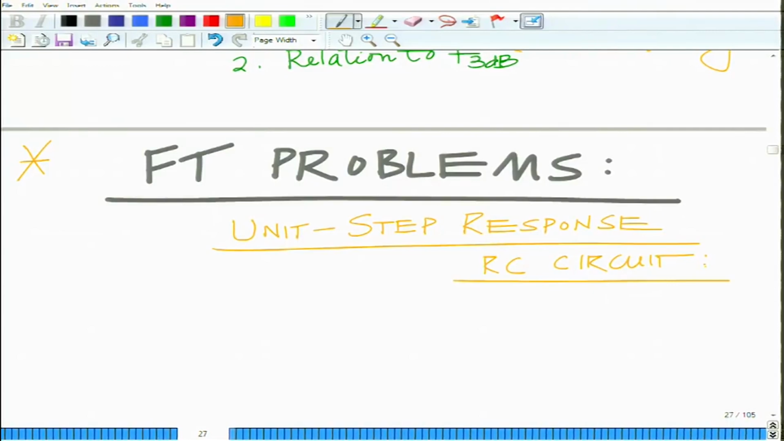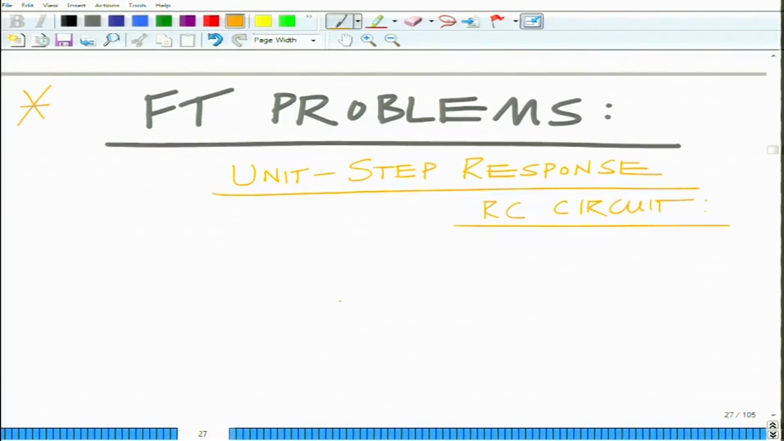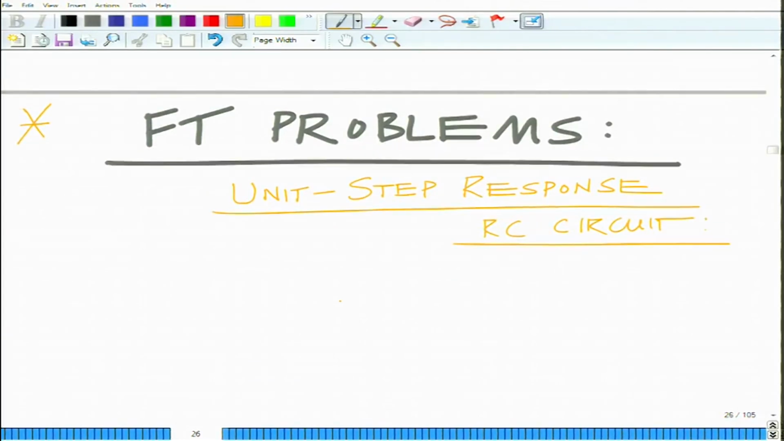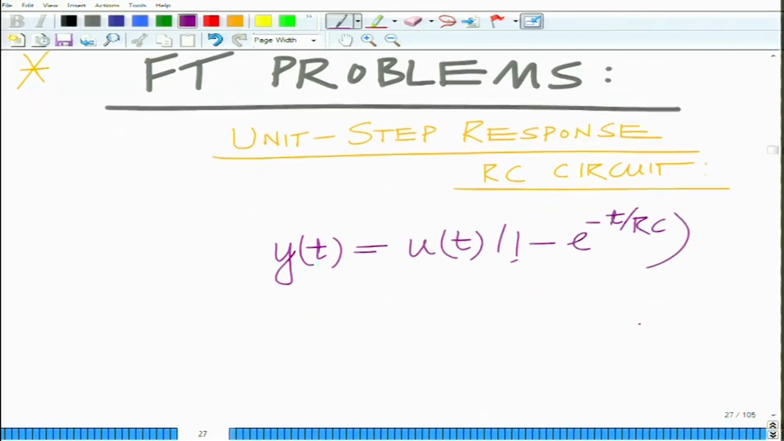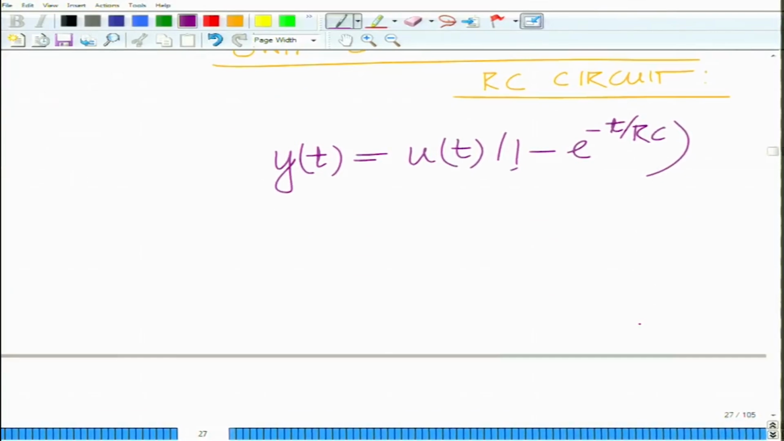Okay. And what we have seen is the unit step response, the output, is y(t) equals, if you remember, y(t) equals u(t) into 1 minus e raised to minus t over RC. This is the unit step response.